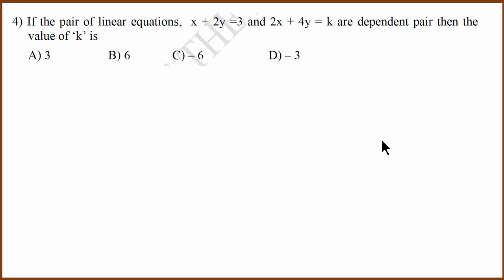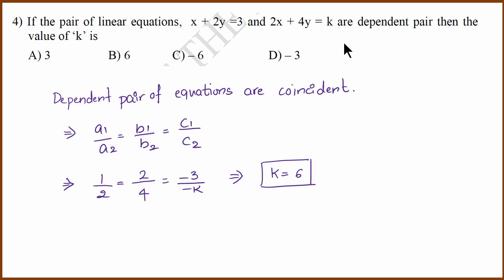Okay, so this is also a pair of linear equation question. Here, we have to find the value of k. How do we find the k? Because they've said it's a dependent pair. Dependent pair of equations are coincident, which means that a1 by a2 equals b1 by b2 equals c1 by c2, which means that half equals 2 by 4 equals minus 3 by minus k.